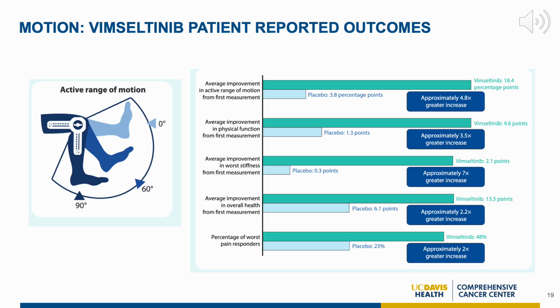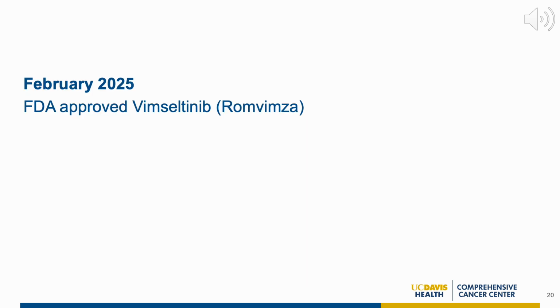Okay. And then again, they also looked at these patient-reported outcomes, right? Because we all know how important these are. How much did this drug actually affect people's quality of life and their ability to use the joint? And all of these things improved, similar to pexidartinib. People had less pain, they felt better, they were more active, their quality of life was much better. So because of this trial, the MOTION trial led to the FDA approval of vimseltinib in February of 2025.